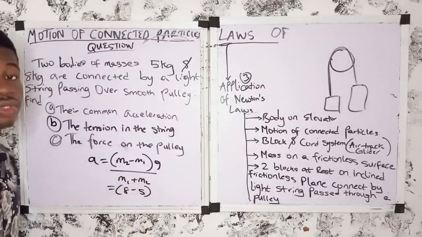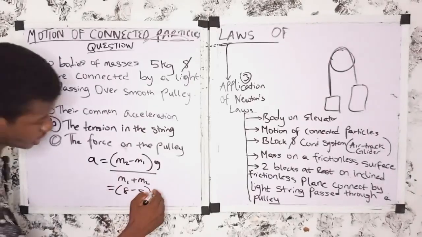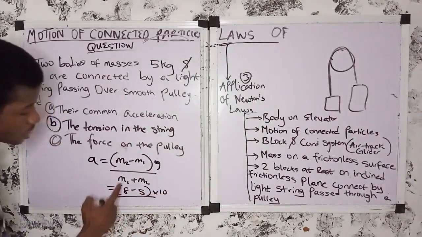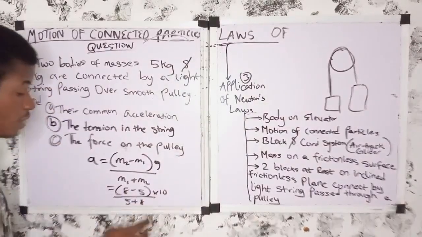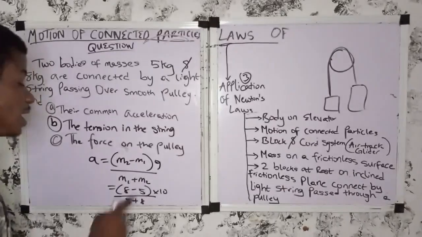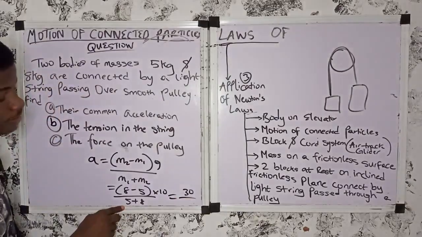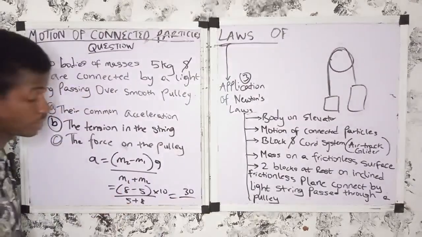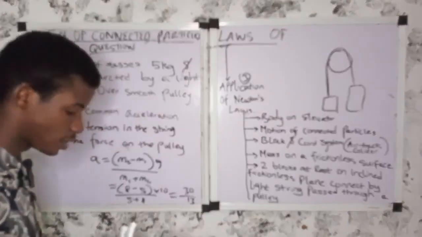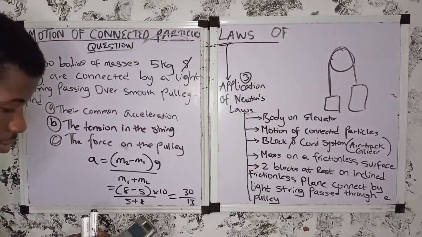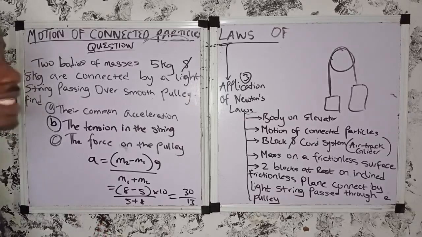Then G is 9.8, or we can use 10. Let's use 10, times 10. Then divide by M1 plus M2, which is 5 plus 8. So 8 minus 5 gives us 3. 3 times 10 gives us 30. Then divide by 5 plus 8, which gives us 13. So 30 divided by 13 gives us 2.3.